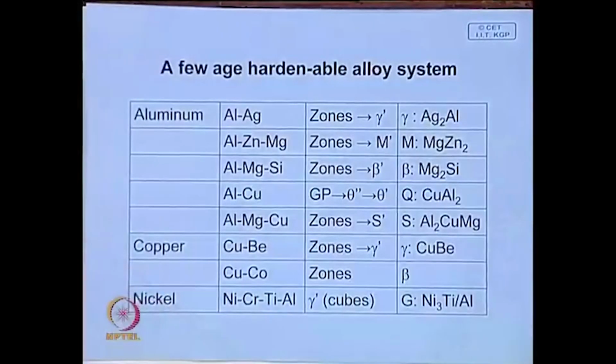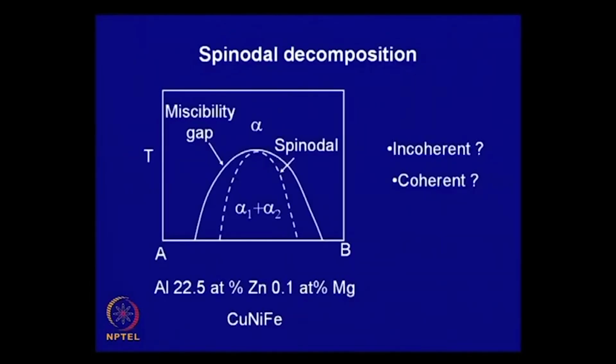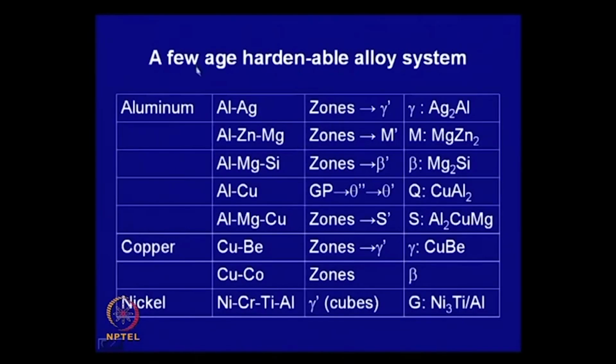And next, if you look at this slide, it gives a few common age hardenable alloys which are listed, and each of these we talked about in detail, but a similar sequence of precipitation is followed everywhere. It goes through zones, some coherent precipitate, finally incoherent precipitate, and these are listed here. Some aluminum base alloys, some common copper base alloys and a nickel base alloy. And this list by no means is comprehensive, there are many other alloy systems.